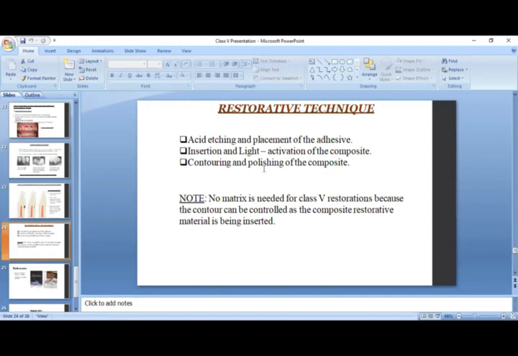No matrix is needed in class 5 because the contour can be controlled as the restorative material is being inserted. This is something really important. None of the class 5 cavities require a matrix for the restoration.